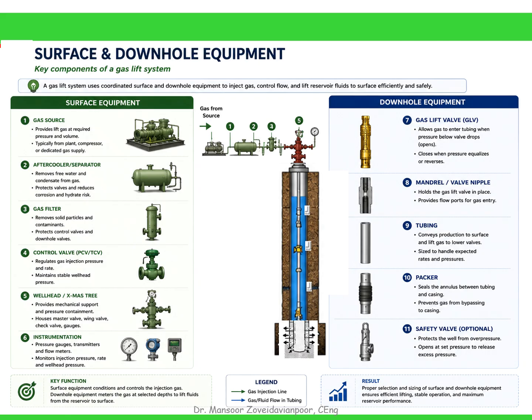The key point is that gas lift is not a single piece of equipment. It is an integrated system where compressors, control equipment, valves, mandrels, tubing, and packers must all work together to produce the well efficiently and safely. We've looked at the individual surface and downhole components. The next step is understanding how these components are arranged inside a real continuous gas lift well and why each component is placed where it is.